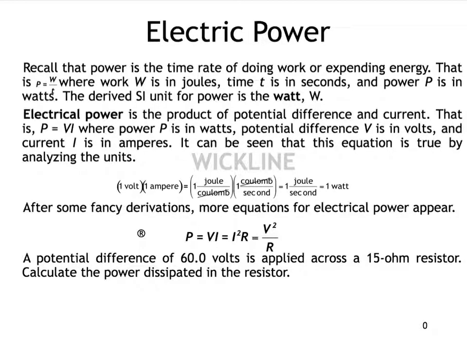A potential difference of 60 volts is applied across a 15 ohm resistor. Calculate the power dissipated in the resistor. So I labeled the things I know. It seems that we have a voltage, a resistance, and a power. So my instinct is telling me that we have power, voltage, resistance. We may as well use P equals V squared over R. And I get 240 watts of electrical power.